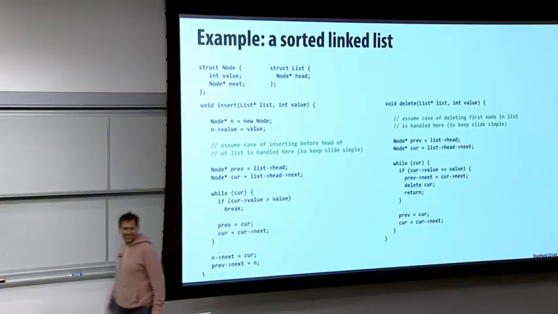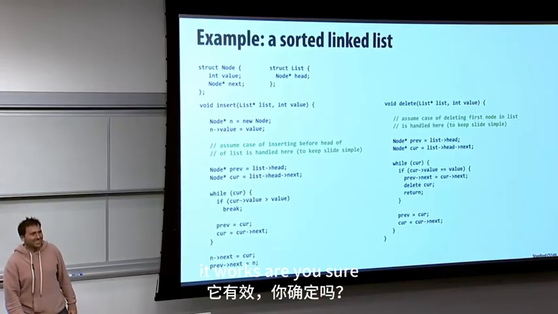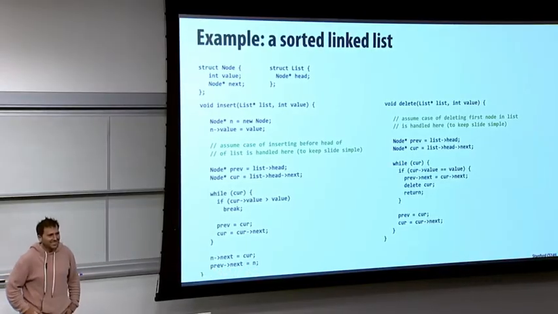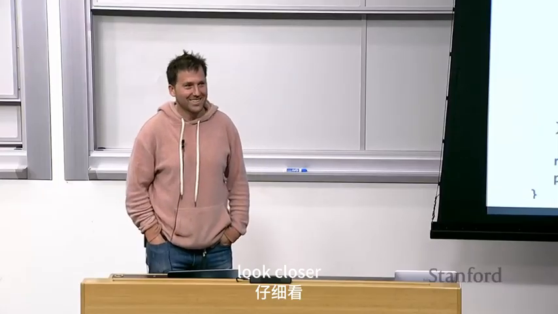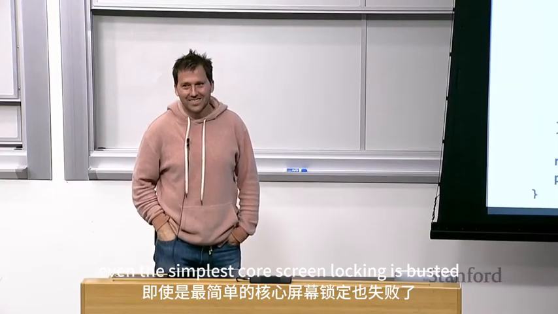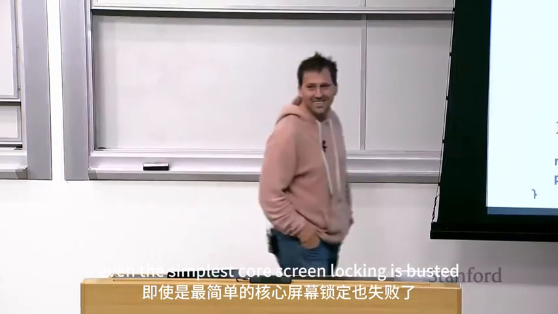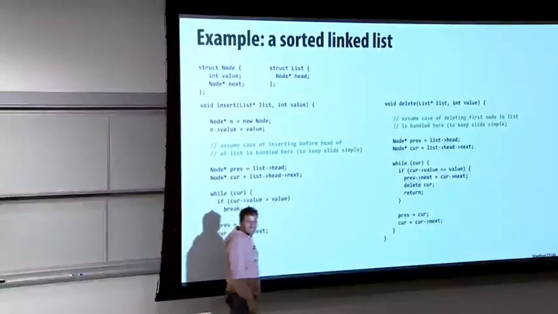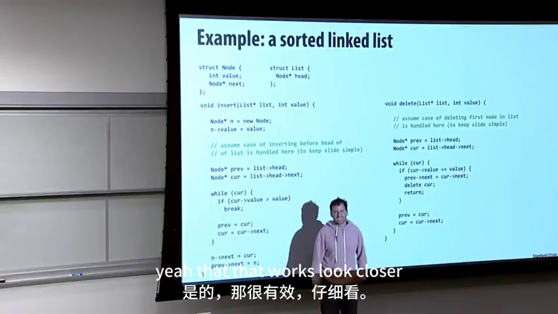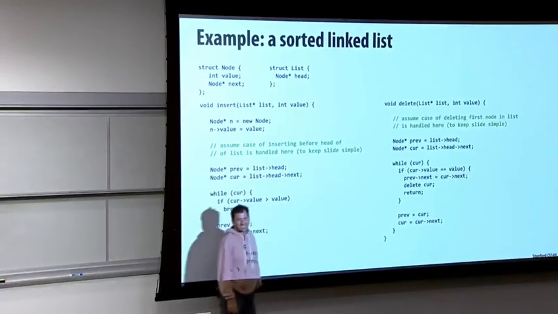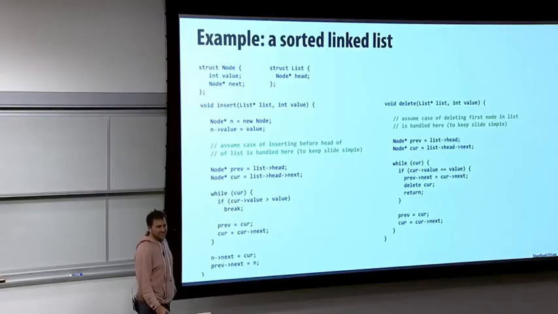It's good? It works? Are you sure it works? Look closer. Even the simplest coarse grain locking is busted. Well, yeah, we're assuming it's the same lock, one lock for both of them. Yeah, that works. Look closer. I claim deadlock.